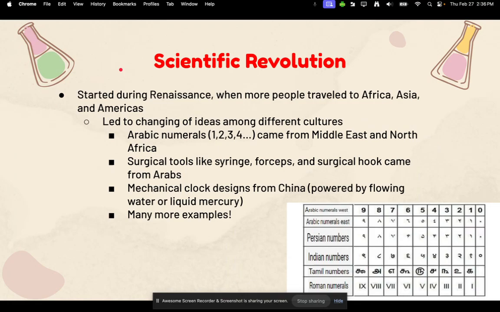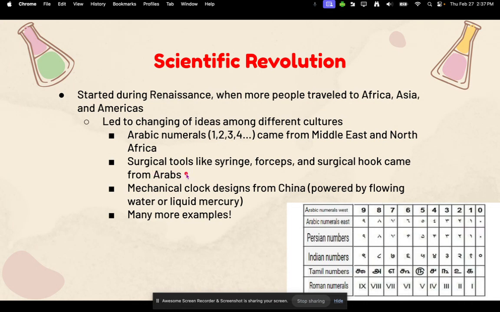So it started during the Renaissance when more people were traveling the world, especially to Africa, Asia, and then eventually the Americas. And this led to changing of ideas among different cultures. For example, with Arabic numerals, so Arabic numerals are the number system that we use most commonly here in the United States. So like 1, 2, 3, 4, 5. Those are Arabic numerals, and they actually came from the Middle East and North Africa.